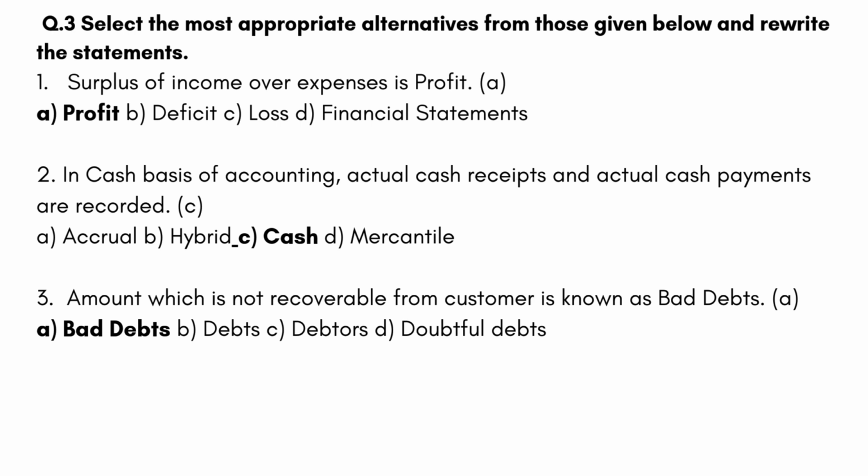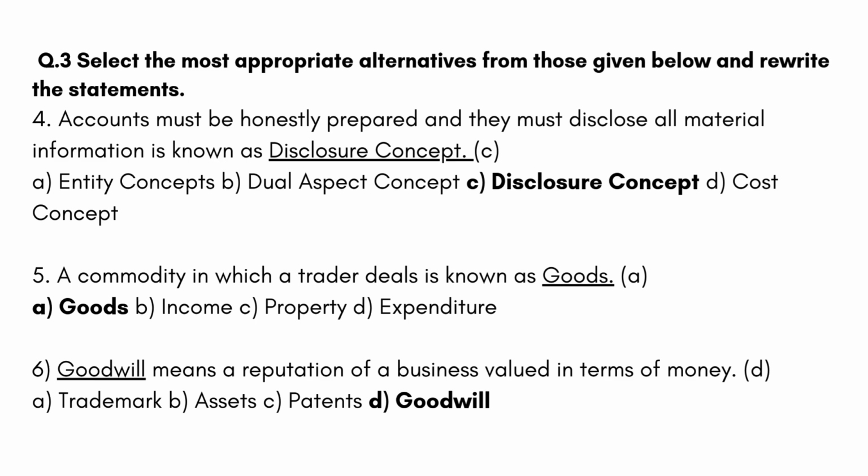Q. Select the most appropriate alternatives from those given below and rewrite the statements. 1. Surplus of income over expenses is profit. 2. In cash basis of accounting, actual cash receipts and actual cash payments are recorded. 3. Amount which is not recoverable from customer is known as bad debts. 4. Accounts must be honestly prepared and they must disclose all material information is known as disclosure concept.